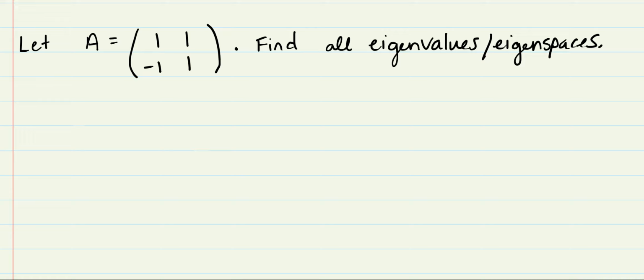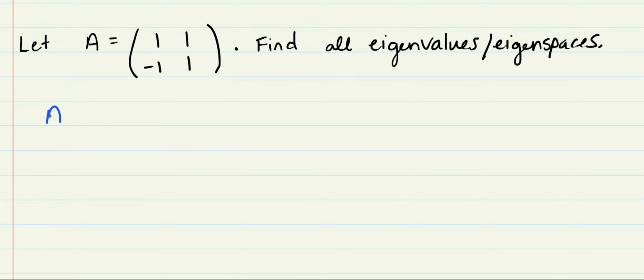We're going to look at an example of a matrix that has complex eigenvalues. So let A be this 2 by 2 matrix, 1, 1, negative 1, 1, and let's find all the eigenvalues in the eigenspaces. So what's the first thing we need to do?